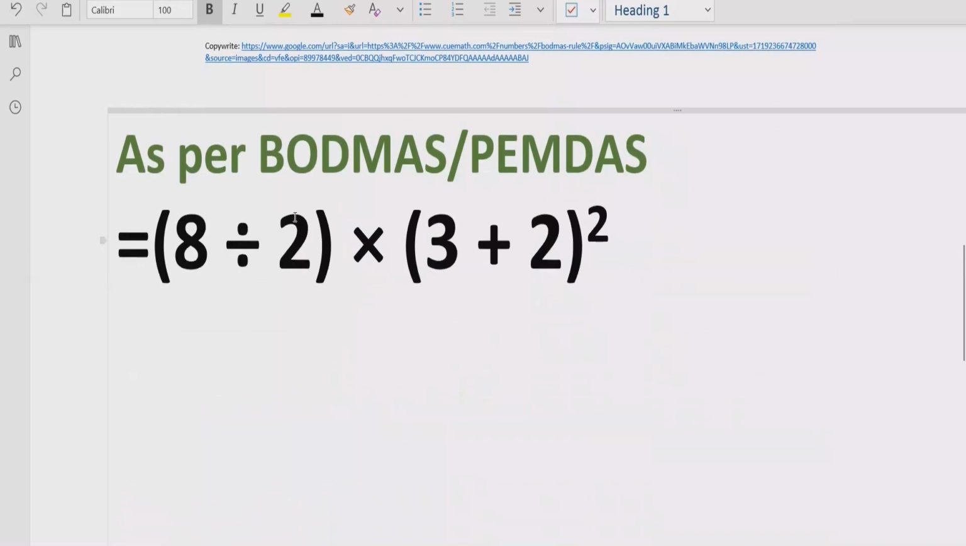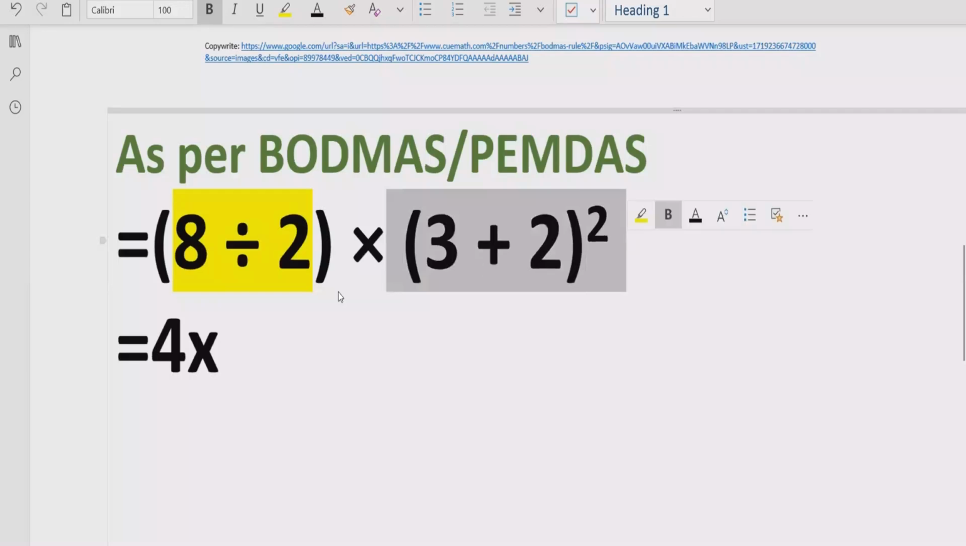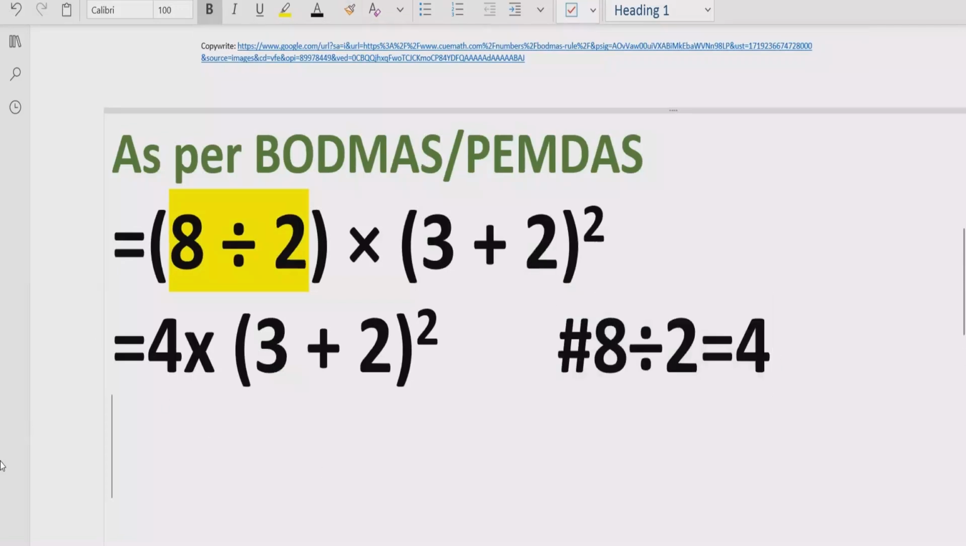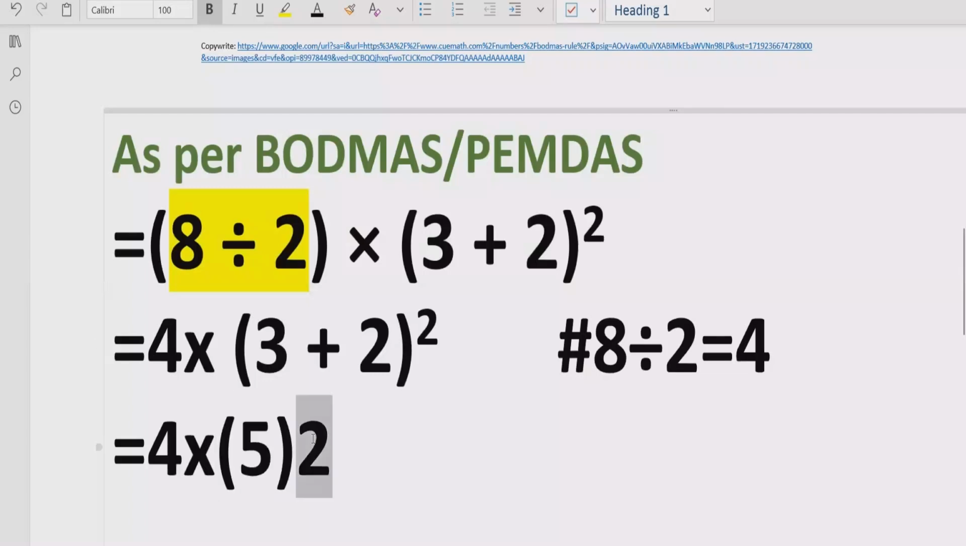According to the BODMAS and PEMDAS rule, first of all, we have to solve the brackets. So here we have bracket 1, 8 divided by 2, which equals 4. Multiply by 3 plus 2 and power 2, we will write as it is. And here we will give the reference 8 divided by 2. Now move forward to solve bracket number 2. So here we will solve this bracket, 4 multiplied by, and 5, but we have the power outside which is 2. So we will write this power as it is. So 3 plus 2 equals 5.